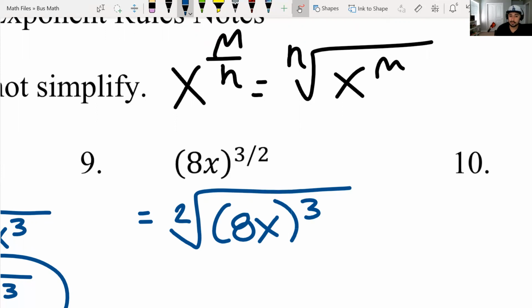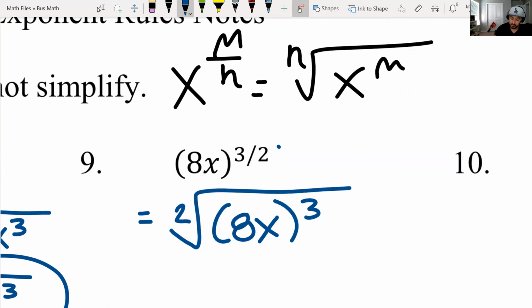That's it. That's all. Remember, the denominator of your rational exponent becomes the index of your radical. The numerator of your rational exponent becomes the power of the term inside. That's why this 2 is over here. That becomes the index of the radical, and this 3 becomes the power of the term inside.